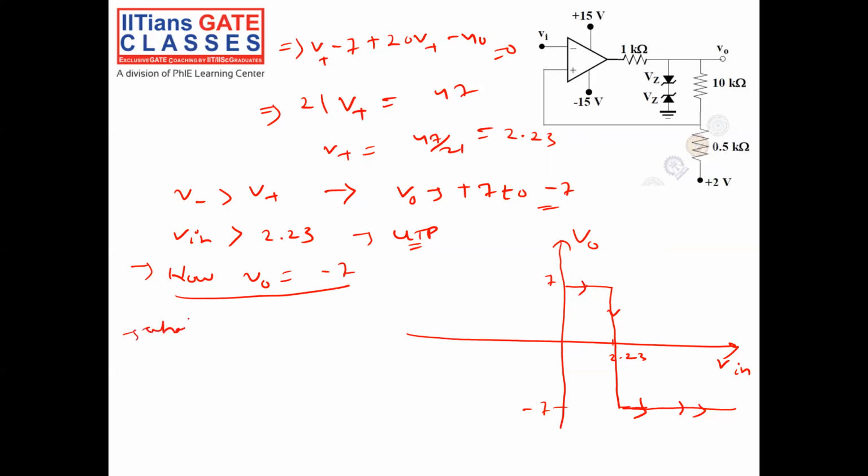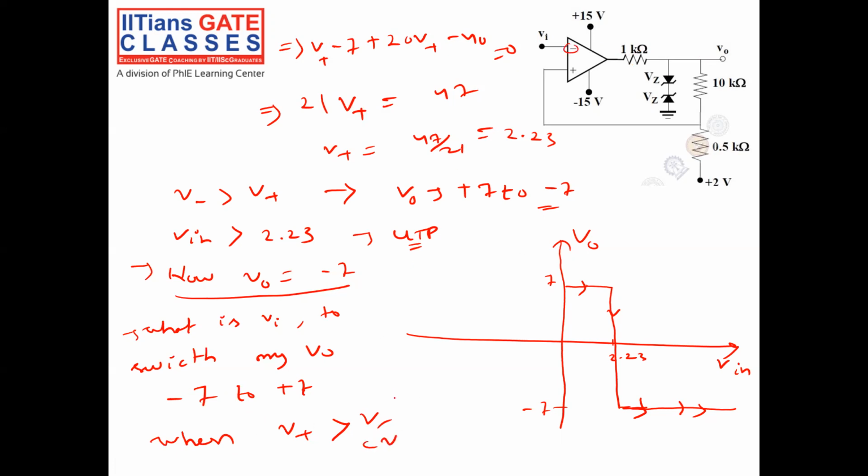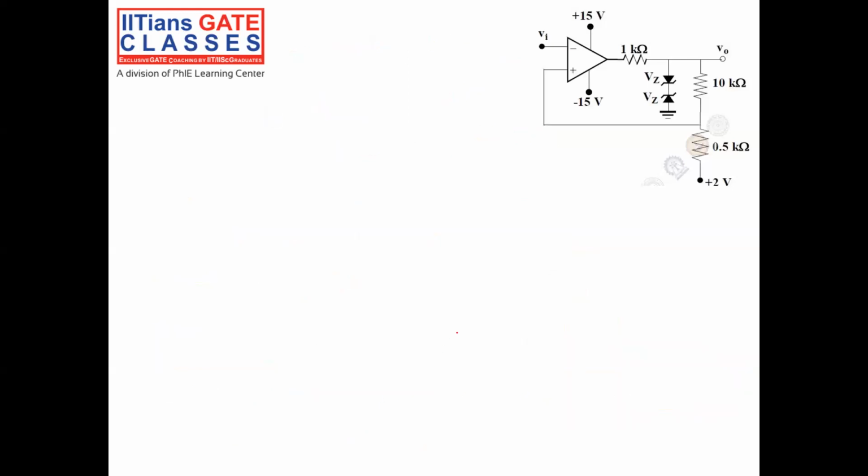So now, what is Vi to switch my V output from minus 7 to plus 7? That will happen when my V positive is greater than V negative, right? Here V negative is nothing but V I. So when V positive is greater than VI, at that point my output can switch from minus 7 to plus 7. It is staying at minus 7 only when my V input is greater than V positive, and at that point it will switch the state.